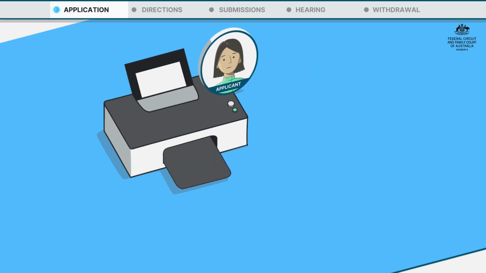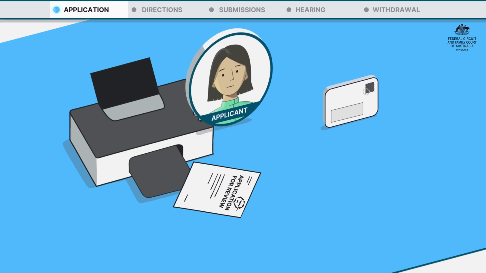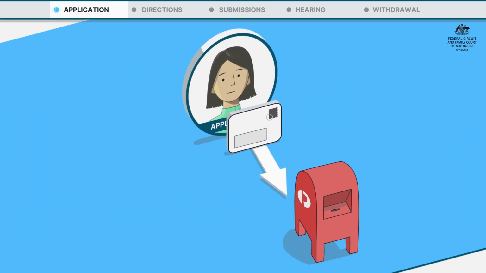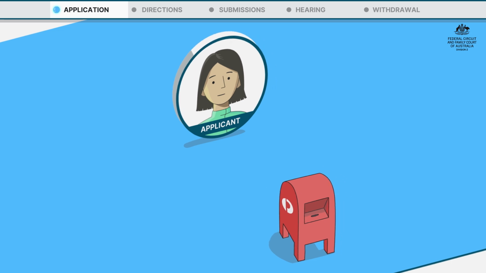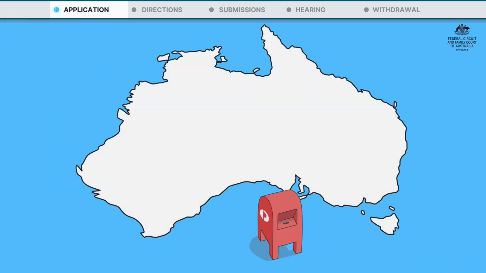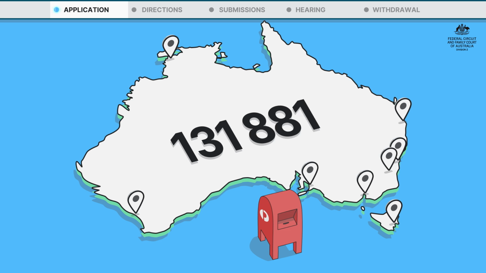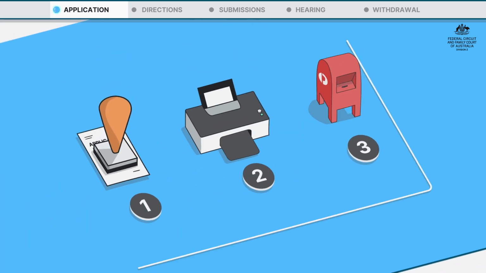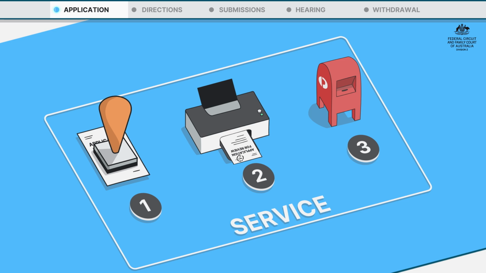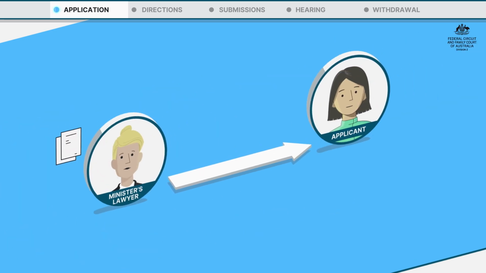Now, to let the minister know you are taking this matter to court, you need to print the stamped copies of your documents and post or deliver them to the department via the department postal address in your capital city. See the Department of Home Affairs website for office locations, or call the department on 131 881. This is what the court calls service of the document. Once the minister's lawyer receives your documents, they will send you a notice of address for service. This means the minister's lawyer has your contact information for any future communication.